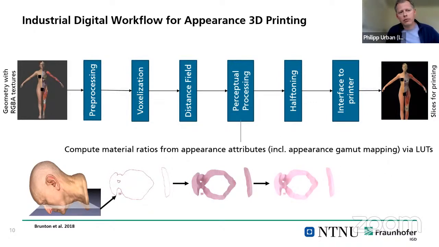And this sounds a little bit like, okay, it's not really a complex topic, but actually computing the lookup tables is a research field on its own, because it includes, for example, appearance gamut mapping. If you cannot reproduce an appearance, what kind of appearance do you have to select from the reproducible appearance quantities to minimize the perceptual error, for example. So there's a lot of work still going on in this area.